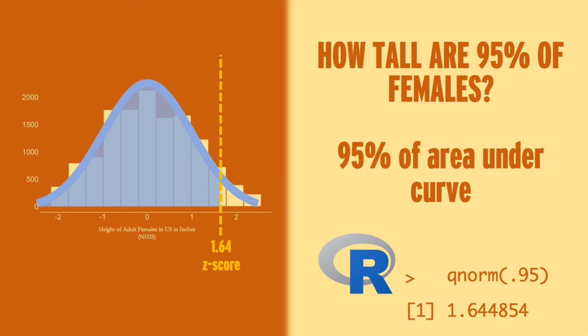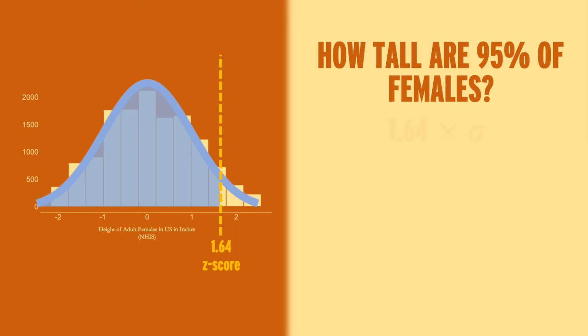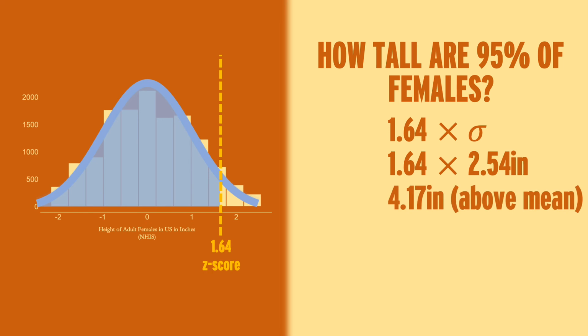Now let's recall that the area to the left of 1.64 standard deviations covers 95% of the distribution. Now we want to convert that to inches. First, we substitute the standard deviation for the distribution into the equation. The standard deviation for the data equals 2.54 inches. We multiply that value by 1.64 standard deviations. We end up with a value of 4.17 inches. That means we capture 95% of the distribution when we reach 4.17 inches above the mean.